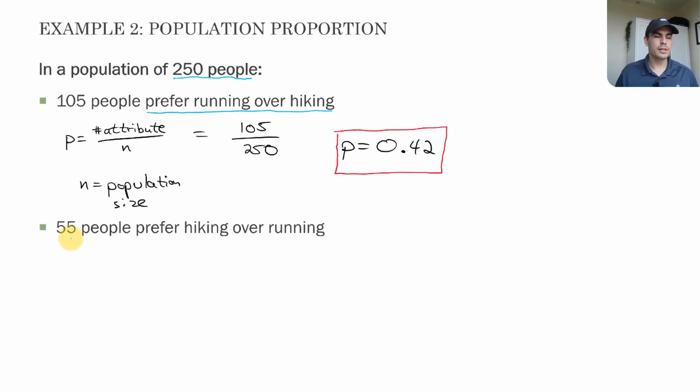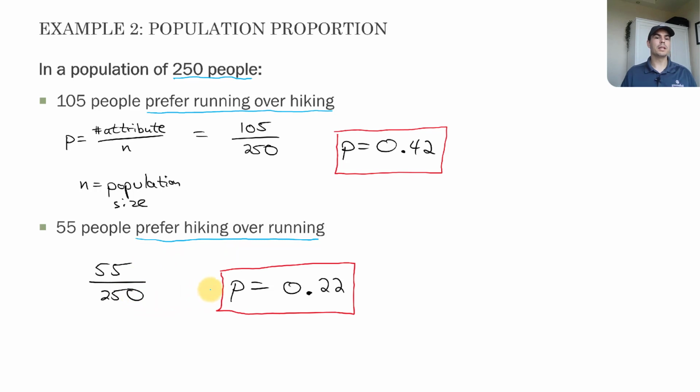All right, similar for this second situation, I've got 55 people that prefer hiking over running. So this is now the attribute that we're looking at. This is a separate situation here. So we've got 55 people that prefer hiking over running divided by my total population size of 250, which gives me a population proportion of 0.22.